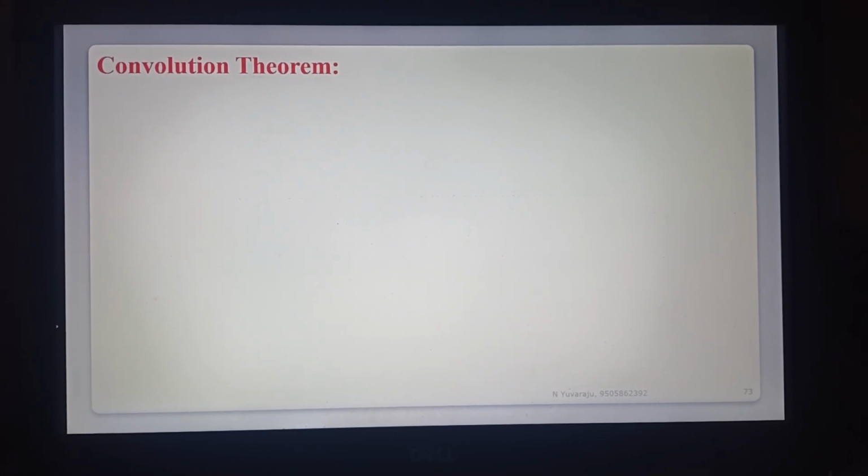Hi students, today in this lecture we are discussing the topic: the convolution theorem. This is one of the important theorems for finding the inverse Laplace transformation. First of all, see the statement here.